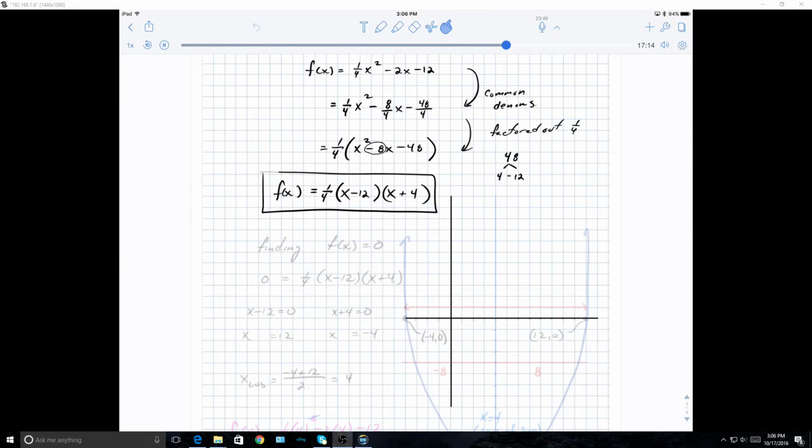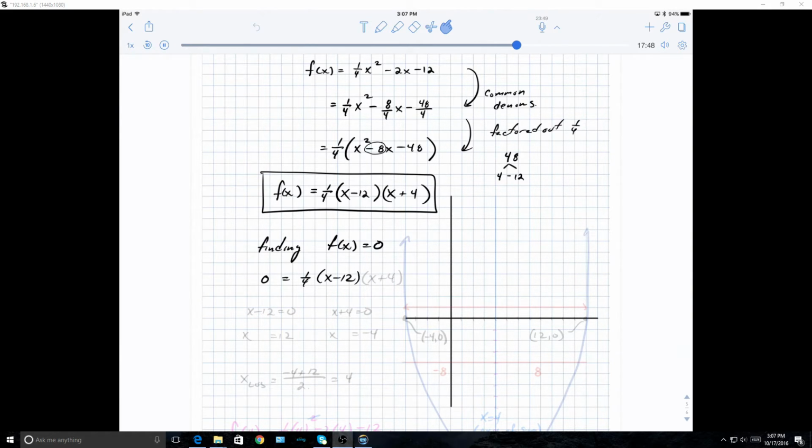Now, it's not technically in vertex form, but it is in a form where we can decipher the vertex quite easily. And the easiest way to look at it is by first going back and finding the x-intercepts. And that's easily seen if we do this out.